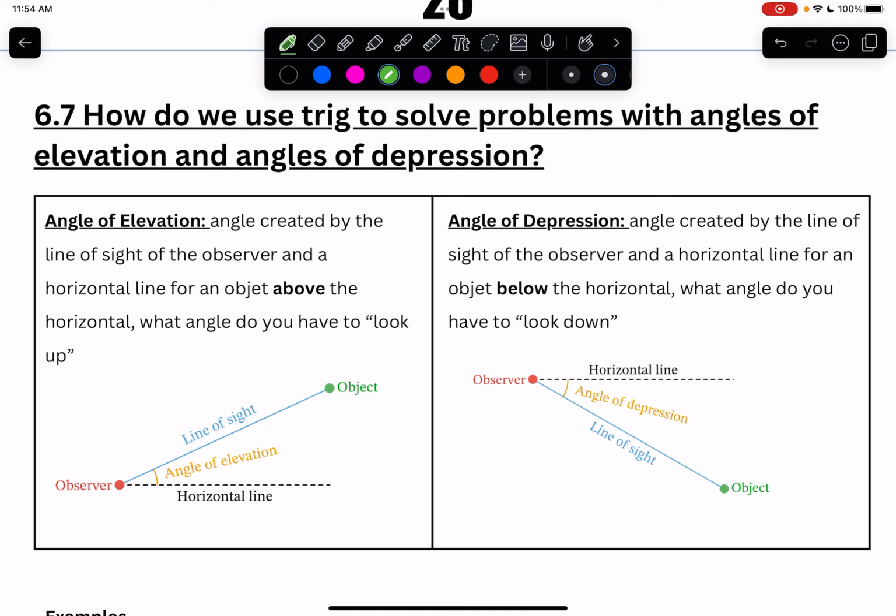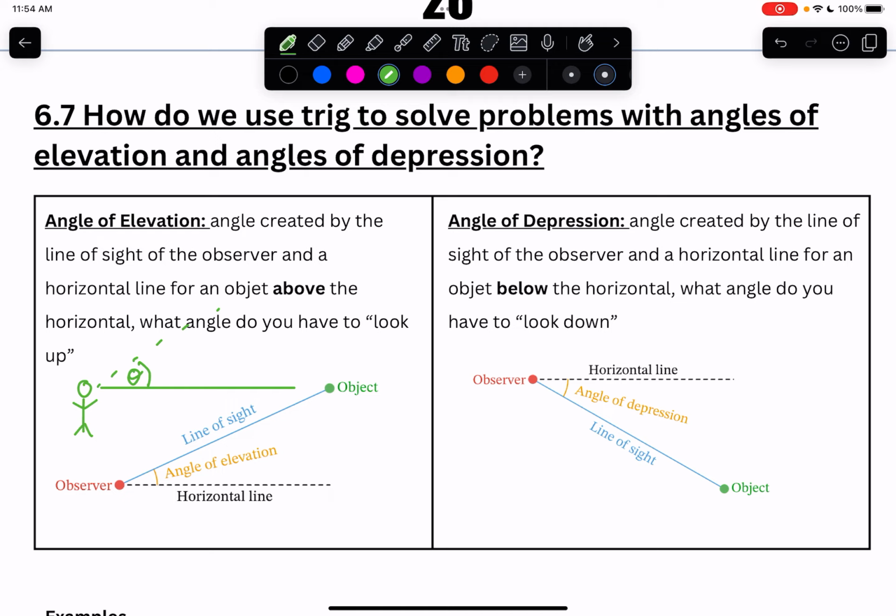If we're looking for the angle of elevation, that is the angle created by the line of sight of the observer and the horizontal for an object above the horizontal. Basically, what angle do you have to look up? If you're starting at a horizontal, normally looking right here with your eyeballs, and you wanted to look up at a plane in the sky, you would have to tilt your head and create an angle of elevation.